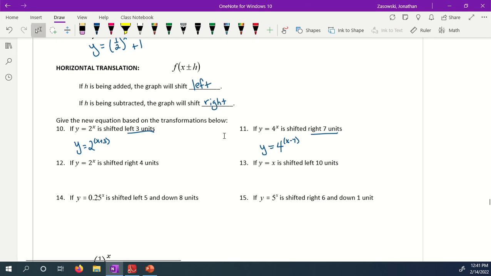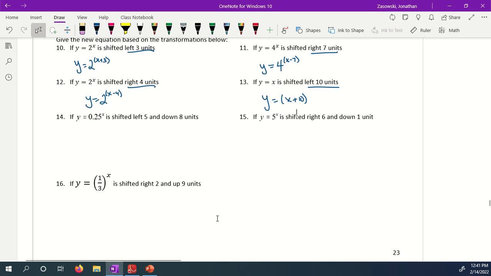So pause real quick, try these on your own, and then you can unpause and we'll talk about it. Okay, for number 12, we're going right 4 units. So hopefully remember that's opposite. So y equals 2 to the x minus 4 to go right. And this time we're going to shift left 2 units. Remember opposite, so it's going to be a plus. So this is y is equal to, and this is just x plus 10. Now, this graph, even though it's a line, plus 10 actually moves it up. It also shifts it left at the same time. So keep that in mind.